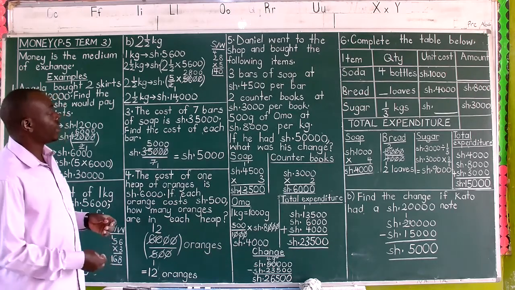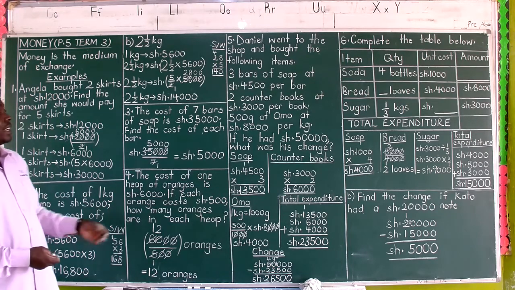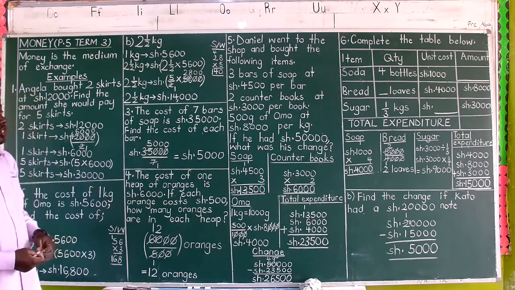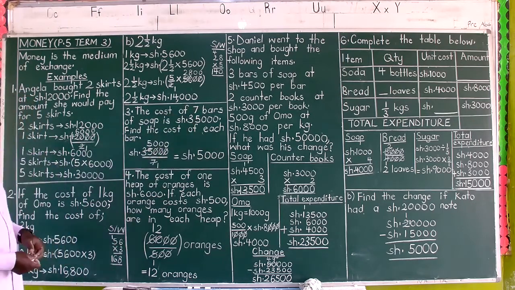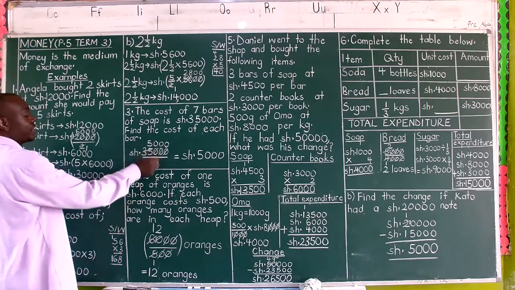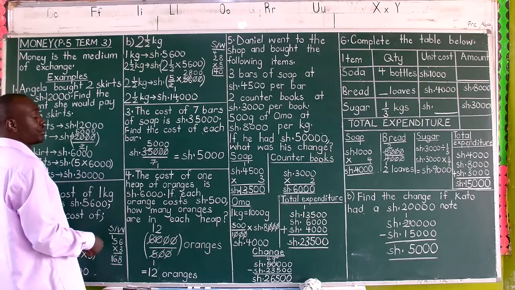So we get the cost of 1, that is the unit cost, by getting the amount divided by the quantity. Amount for all divided by the quantity 7. So you get the cost of 1. So we divide that 35,000 divided by 7. By writing out of 7, I'm meaning division by 7.